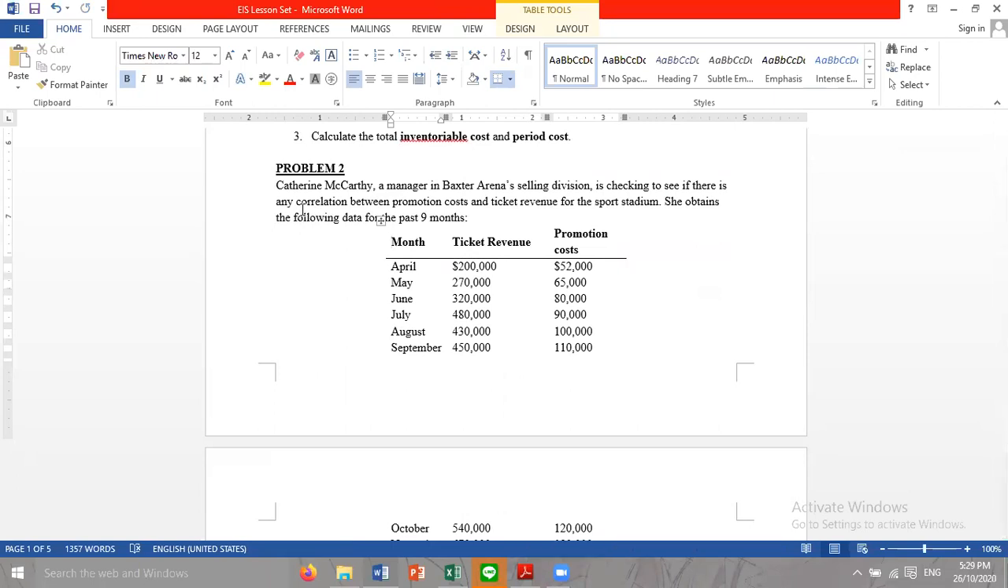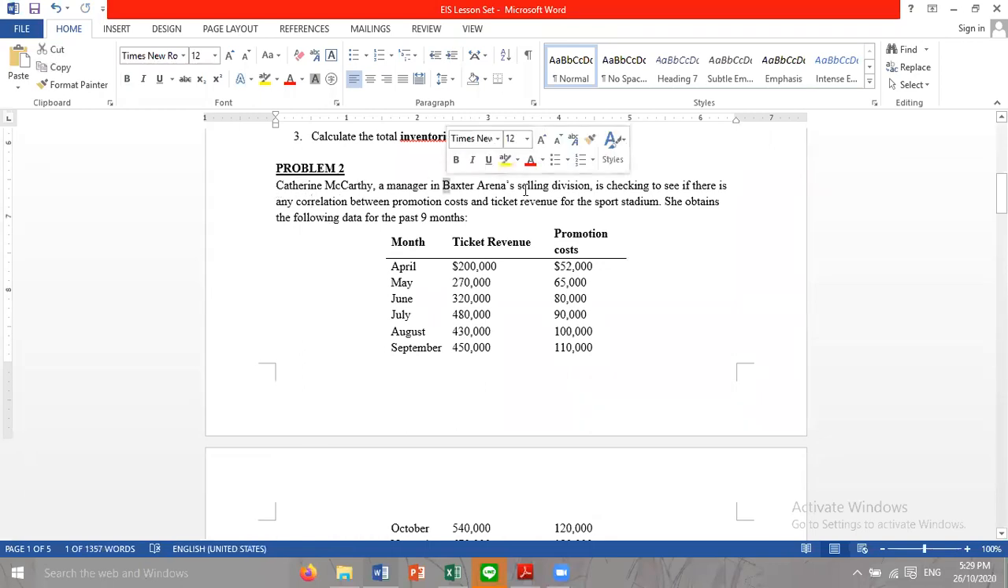Problem two is also still considered somewhere in the range of chapter 1, 2, and 10. Or actually, specifically, it's chapter 10. Okay, so we'll go to problem two here. Catherine McCarthy, a manager in Baxter Arena's selling division, is checking to see if there's any correlation between promotion costs and ticket revenue for the sports stadium. She obtains the following data for the past 9 months.